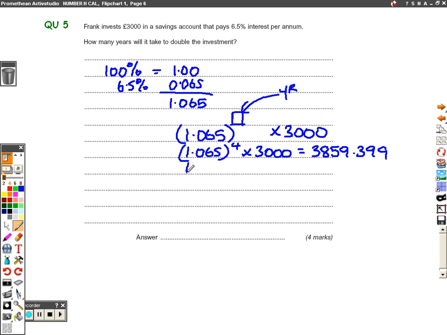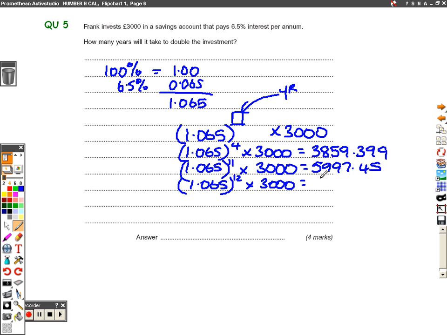Now, we want it to be 6,000 to double the investment. So I went a fair bit up. That's far too small. So I tried to the power of, say, 11, which gives you 5,997.45. We're nearly there. Try 12 years, which gives you 6,387.29. So it's going to take 12 years for you to double that investment.